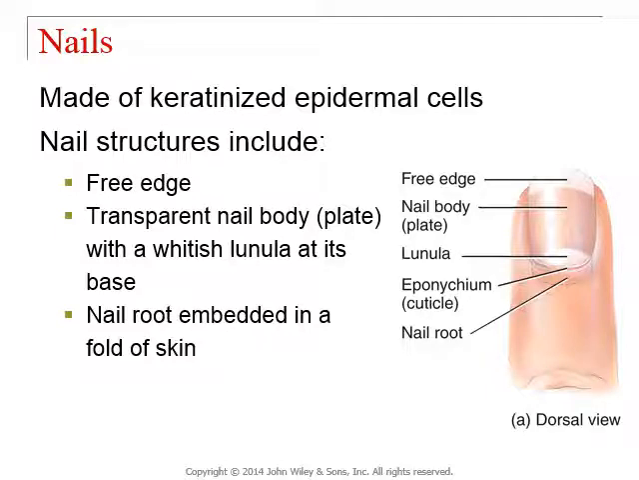Next, we have the eponychium, which is otherwise known as the cuticle. And finally, we have the nail root, which is going to be embedded in the folded skin underneath the cuticle, because we're going to find the nail matrix, where you're going to have the mitotically dividing cells. In the next slide, we'll look at a sagittal section of the nail itself.